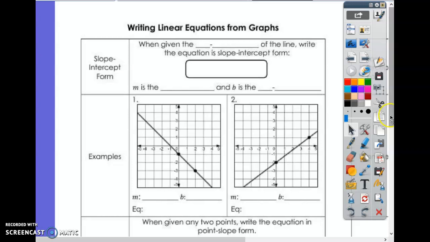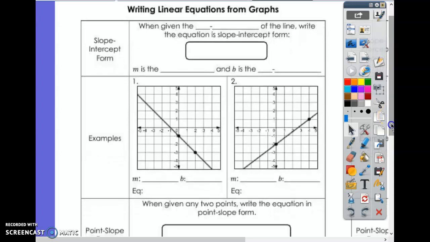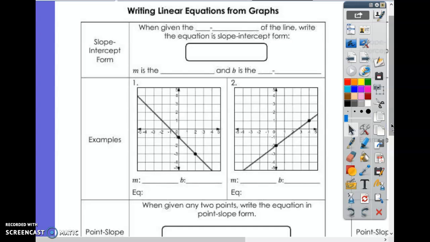Okay, today I'm gonna show you two different equations that we can use when we're writing equations of lines. The first equation you can use is slope-intercept form, and that's whenever they give you a y-intercept. Okay, it's very easy if they already gave you the y-intercept to just look for the slope and write it in slope-intercept form, which is y equals mx plus b.